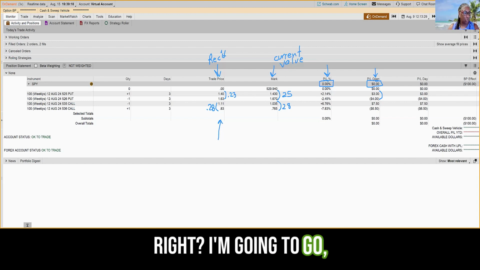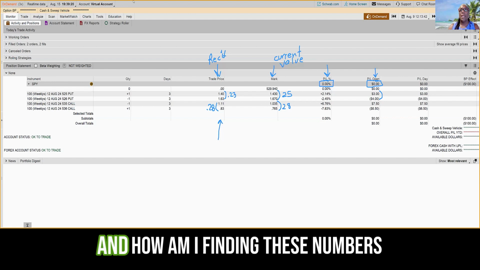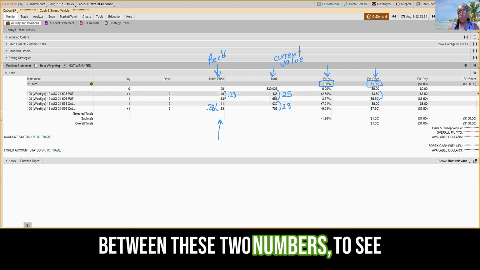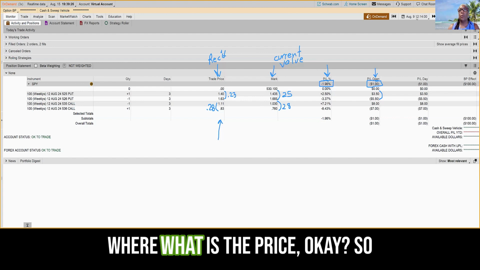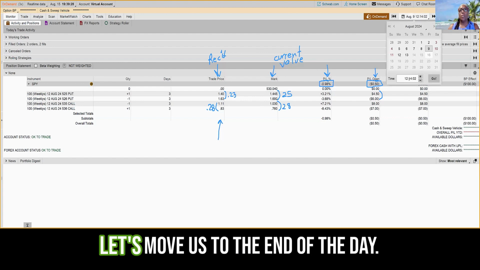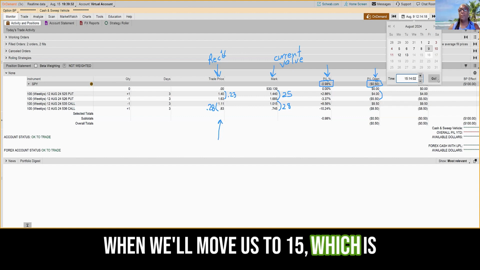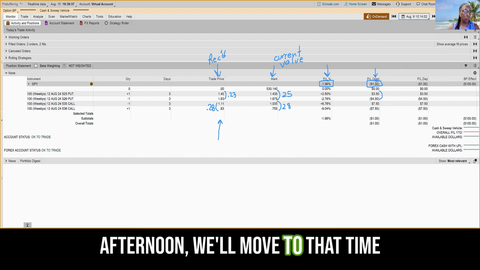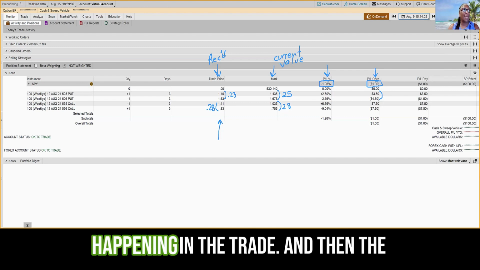All right. And how am I finding these numbers so fast? I'm taking the difference between these two numbers to see what the price is. Okay, so let's move us to the end of the day. We'll move us to 15, which is 3:15 in the afternoon. We'll move to that time of day just so you can see what's happening in the trade.